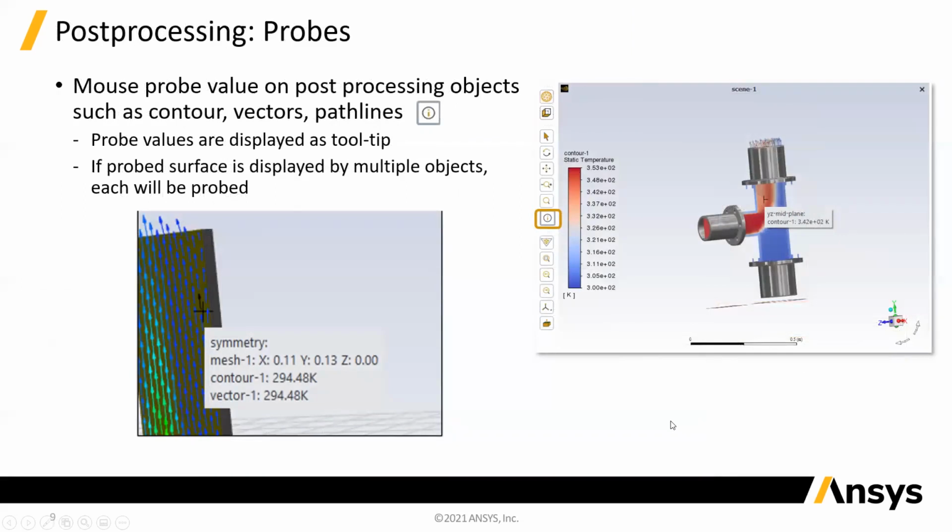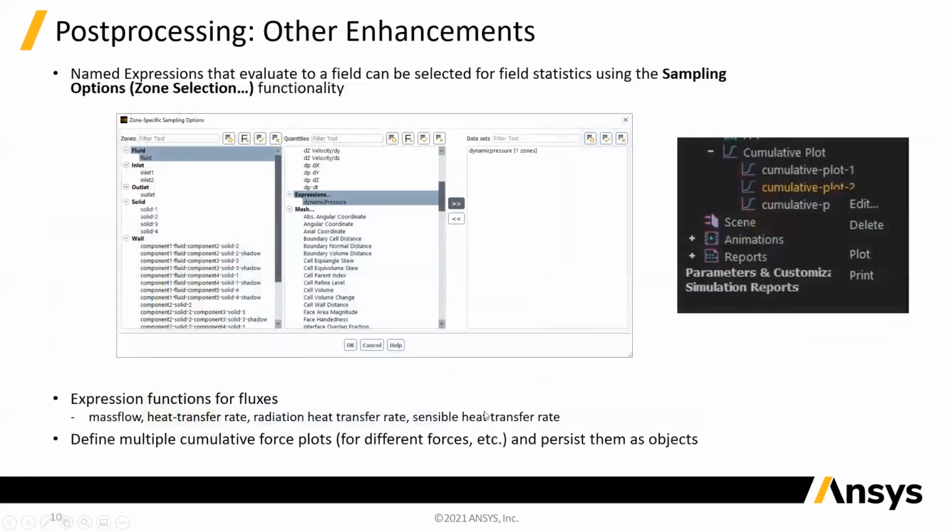When you have a probe now, the probe technology has been improved. So if we click at a probe point here on the left, you can see that there are multiple things displayed, and it will tell you that on this plane symmetry here, that you're at a certain location on the mesh, that the contour is giving you one value, and the velocity vector here is colored by something else and gives you the value.